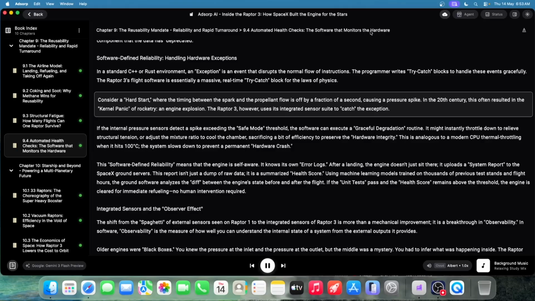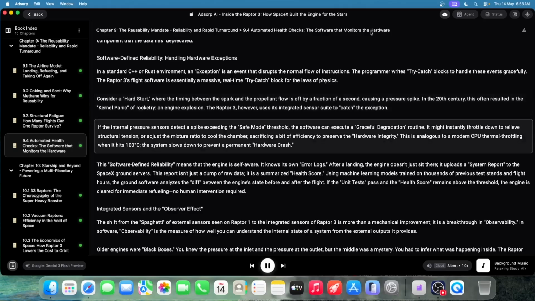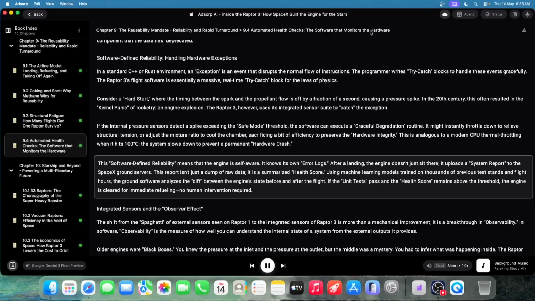The Raptor 3, however, uses its integrated sensor suite to catch the exception. If the internal pressure sensors detect a spike exceeding the safe mode threshold, the software can execute a graceful degradation routine. It might instantly throttle down to relieve structural tension, or adjust the mixture ratio to cool the chamber, sacrificing a bit of efficiency to preserve the hardware integrity. This is analogous to a modern CPU thermal throttling. When it hits 100 degrees Celsius, the system slows down to prevent a permanent hardware crash. And this software-defined reliability means that the engine is self-aware.